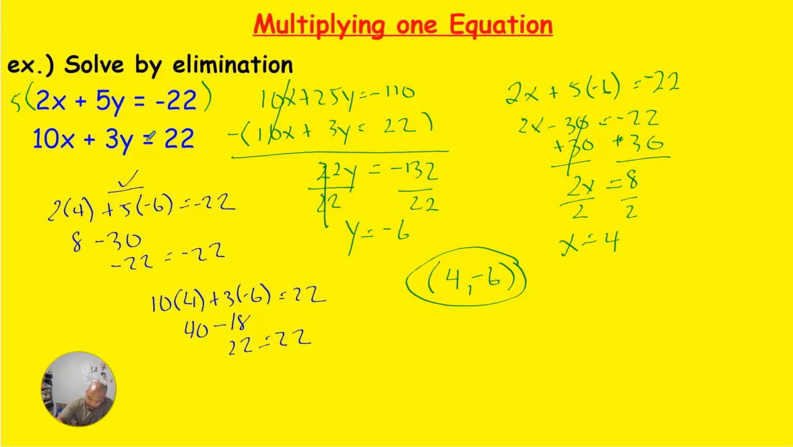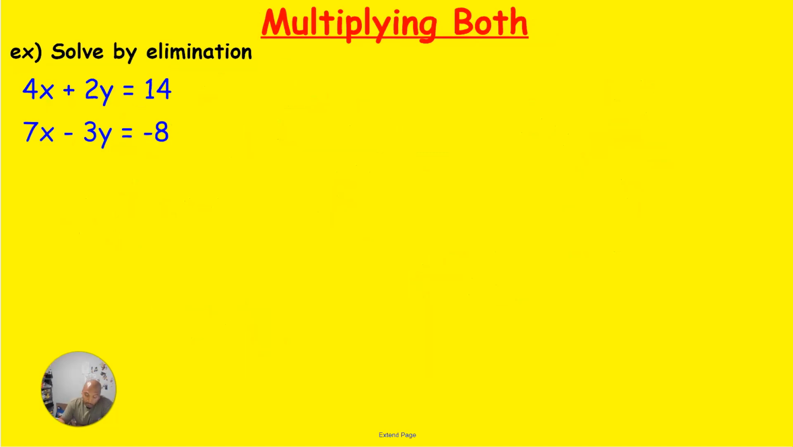Now, the last situation that I wanted to talk about today is, what about when you have to multiply both, okay? Well, this is fairly simple. You'll notice that we look at these coefficients for these variables, right? And we can't multiply a 4 by something to make it a 7, or a 7 by something to make it a 4, right? Or a 2 by something to make it a 3, or 3 by something to make it a 2. So what we're going to do, guys, is just pick which one you want to eliminate.